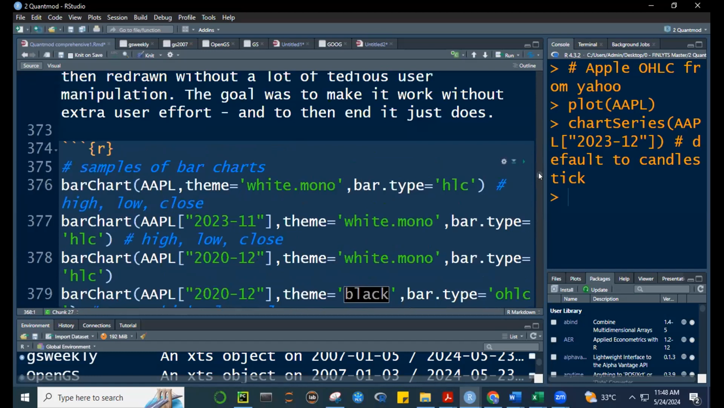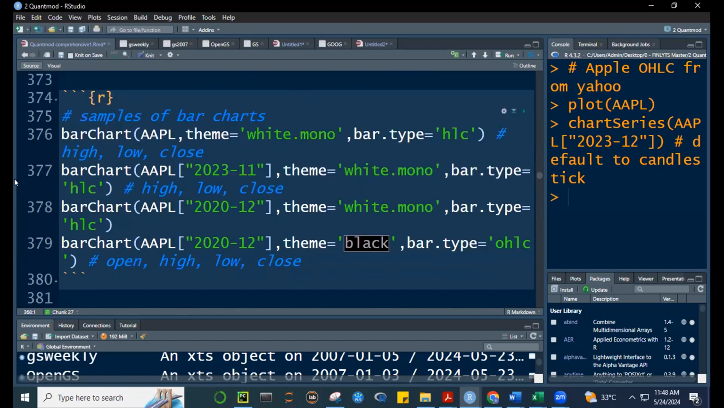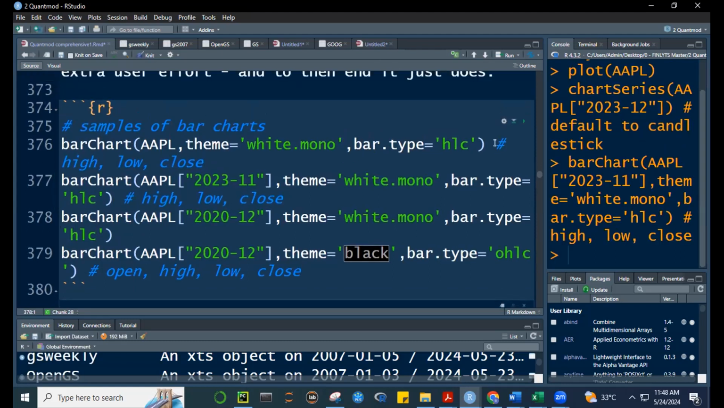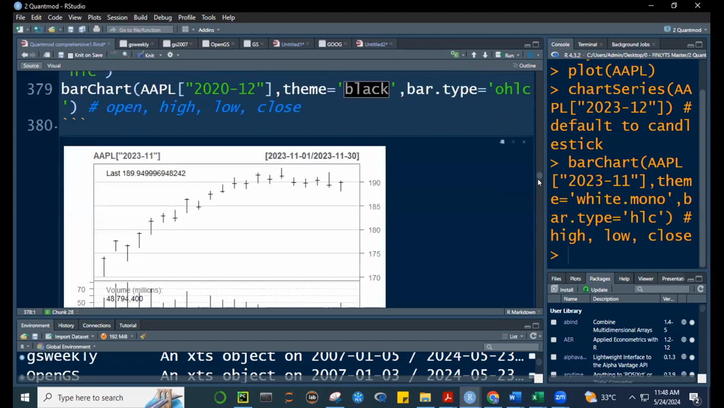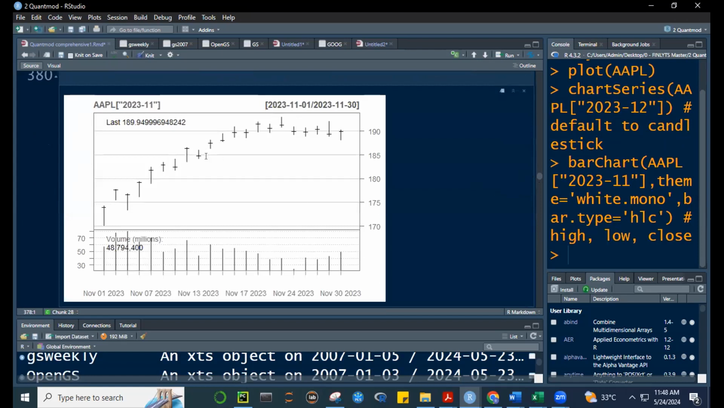So aside from candlestick, you can create a bar chart. I think we did this last time, so quick review. A bar chart is if we're plotting barChart Apple and then only November of 2023. You can see that indeed it's a bar chart. It's not the candlestick like what we had earlier from chartSeries. So this is a bar chart.